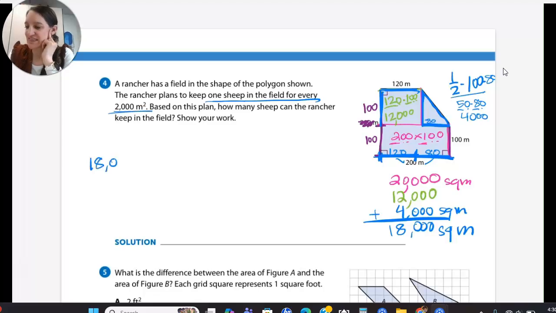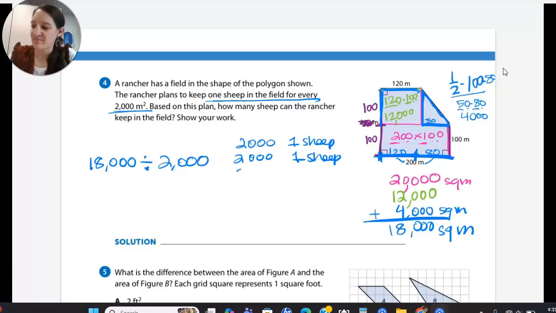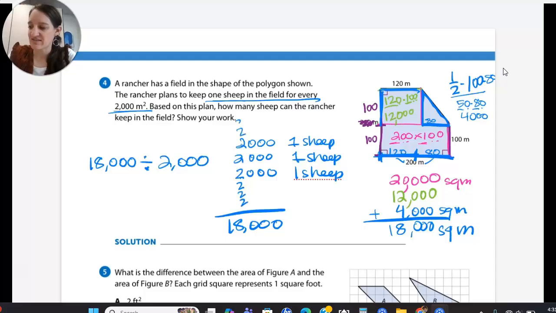So we're going to take the 18,000 meters we have and divide it into 2,000 meters. Or another way you could do it is be like, all right, 2,000, there's 1 sheepy. Another 2,000, there's another sheepy. Right, do you like my sheepy? My sheep, lambs, whatever. There's another 2,000, that'd be another sheep. How many 2,000s are we going to get before we get to 18,000? 2, 4, 6, 8, 10, 12, 14, 16, 18. So that's 1, 2, 3, 4, 5, 6, 7, 8, 9.